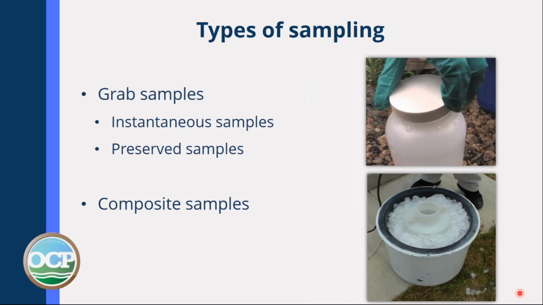So as you sample, there are two different ways of sampling: grab samples and composite samples. And grab samples are, again, divided into two groups: things that you test instantaneously, and those that are going to be preserved for testing later in a lab.